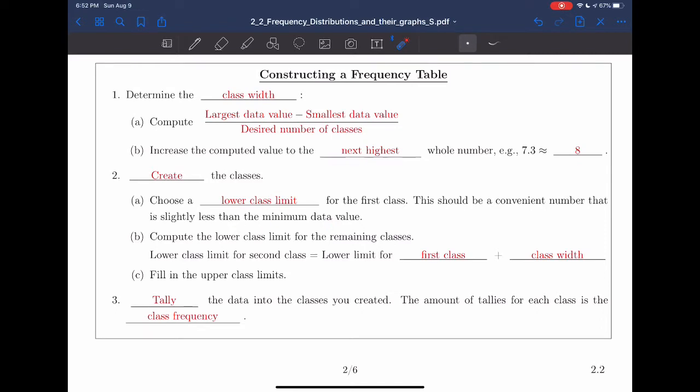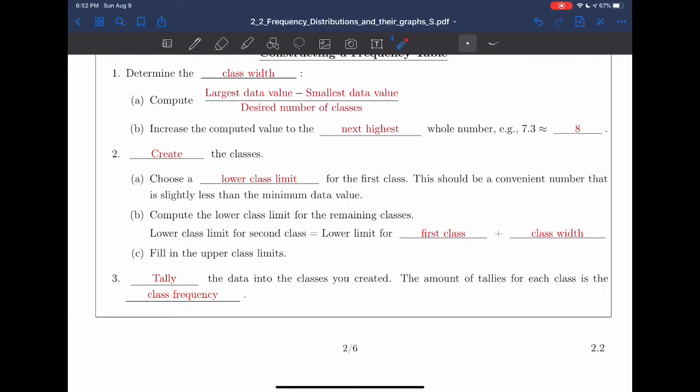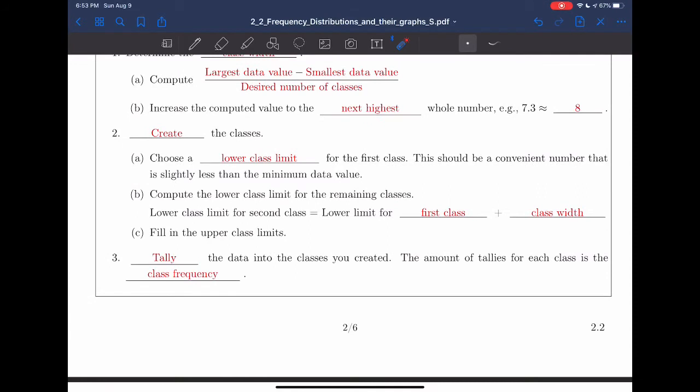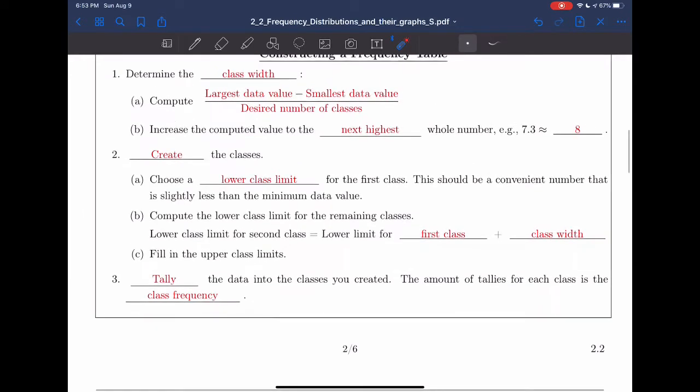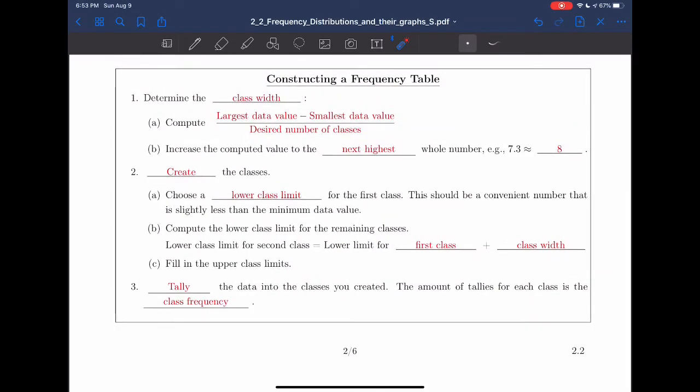After you're done with this, you compute your lower class limit for the remaining classes. So your lower class limit for the second class is just the lower limit for your first class plus your class width. And you keep doing that, filling in all the other lower limits of your other classes. Once you do that, you fill in the upper class limit. Once you've created your classes, you want to tally all your data and put them in the respective classes. I know this seems like a lot, but with practice, it should be really quick.